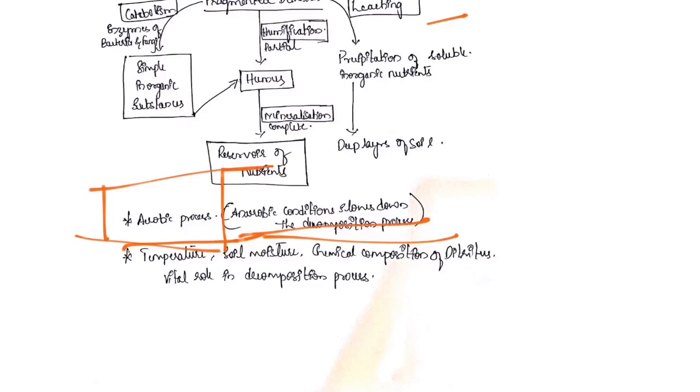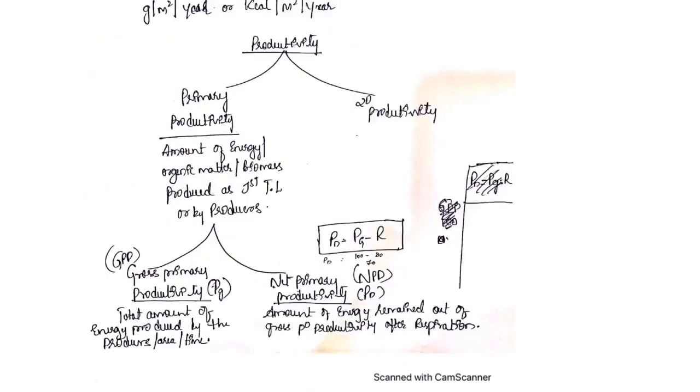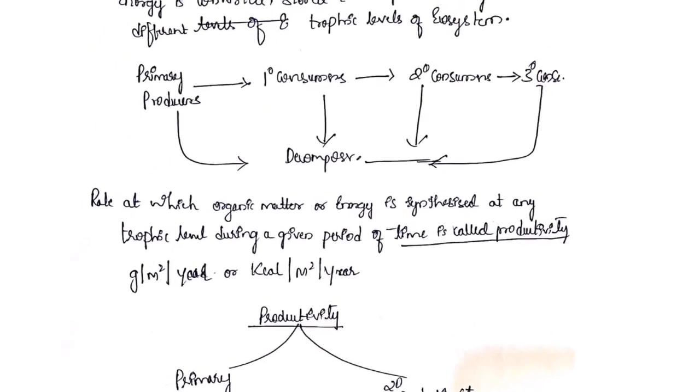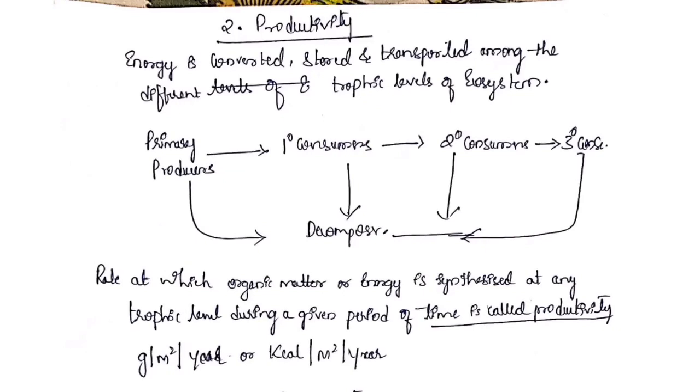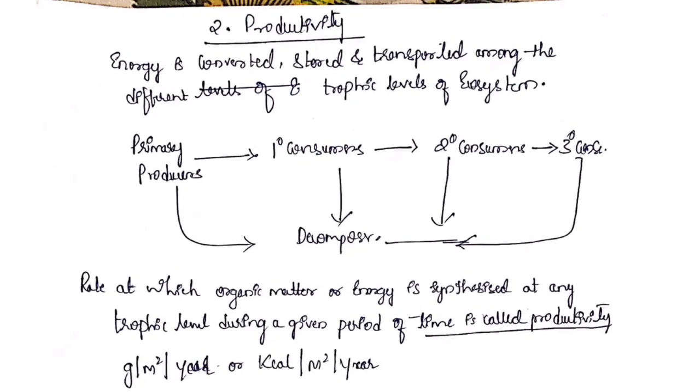If the soil moisture is very high, then the moisture content in the atmosphere is also high, and it decreases the decomposition process. Next, chemical composition also plays a very important role in the decomposition process. This is the first function of the ecosystem, that is decomposition.